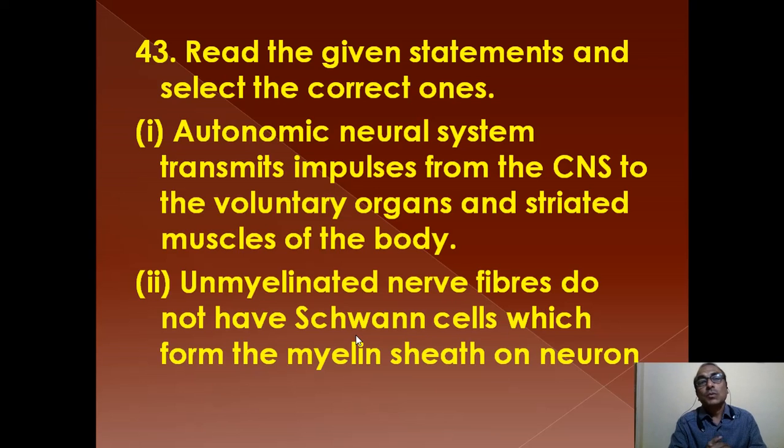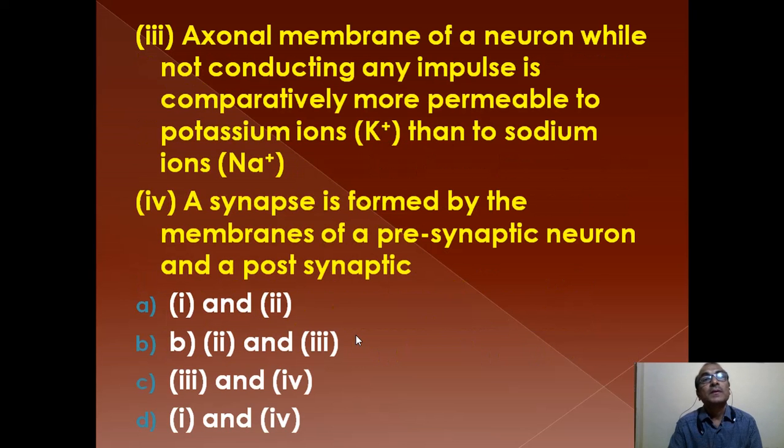Okay, so the statement that unmyelinated or non-myelinated nerve fibers do not have Schwann cells is given here. That is wrong. Schwann cells will be there, but these Schwann cells do not contain the store of phospholipids. So these two statements are wrong. Let's look into the other statements.